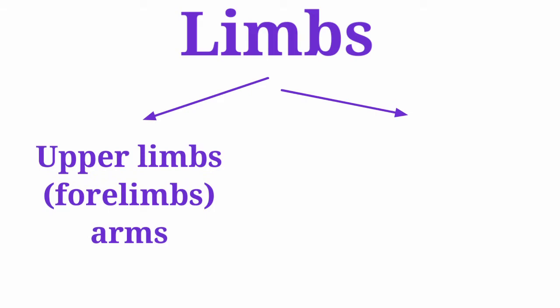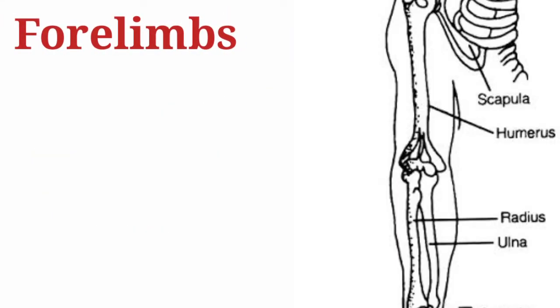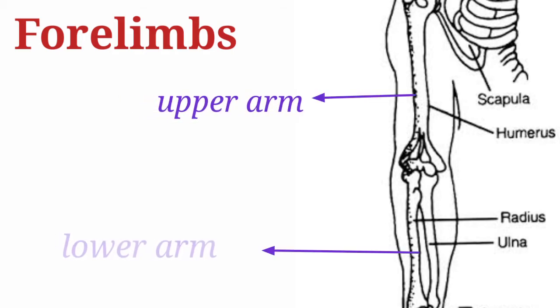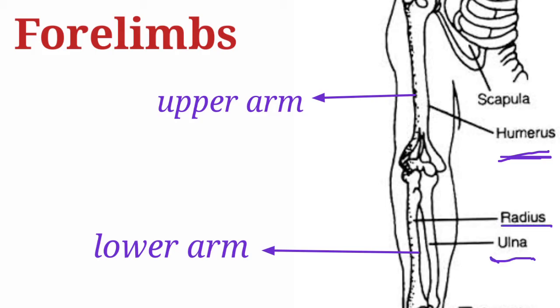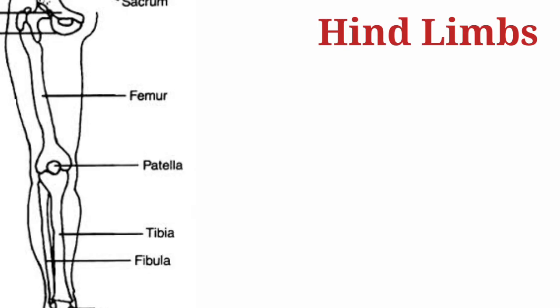Limbs. We have 2 pairs of limbs. These are upper limbs related to arms and lower limbs related to legs. Upper limbs are also known as forelimbs and lower limbs as hind limbs. In forelimbs, children, each upper limb is divided in two parts, that is your upper arm and lower arm. The upper arm of the forelimb has one bone called humerus and the lower arm has two bones called radius and ulna.